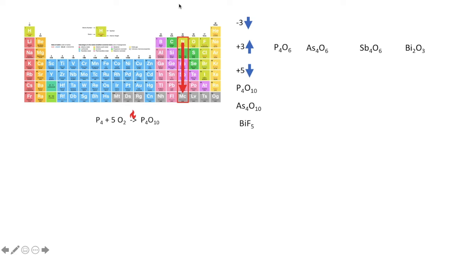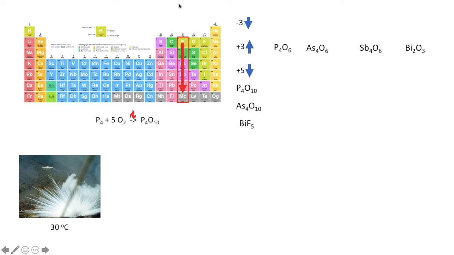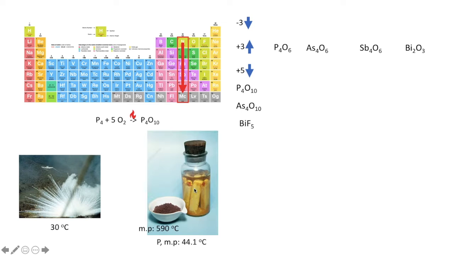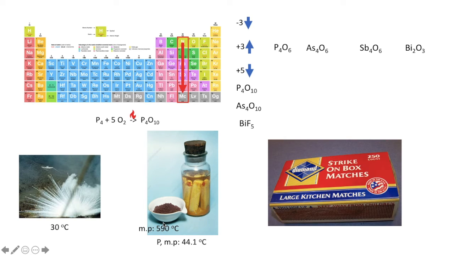An application for a member of this group is the use of white phosphorus in matches. White phosphorus is highly reactive and spontaneously ignites around 30 degrees Celsius in air. So of course, white phosphorus is not randomly stored around air. Red phosphorus, which is stable at room temperature, is used on the surface of the box of matches.